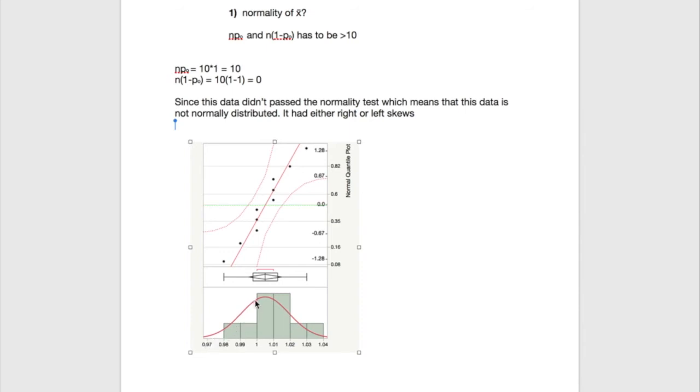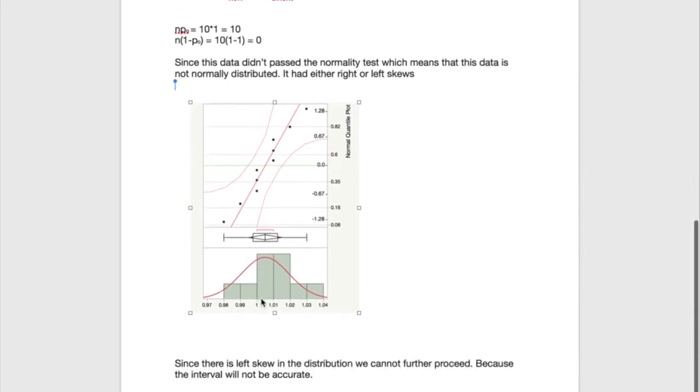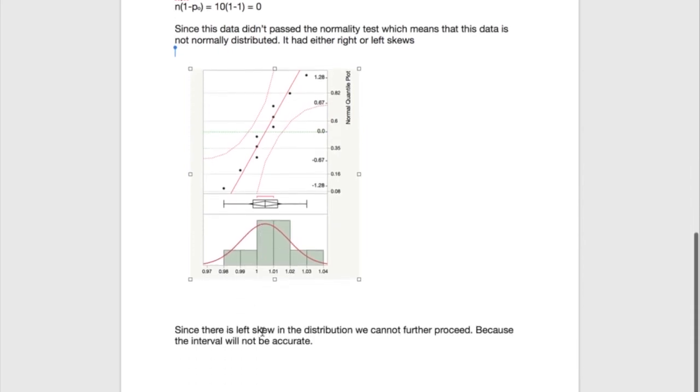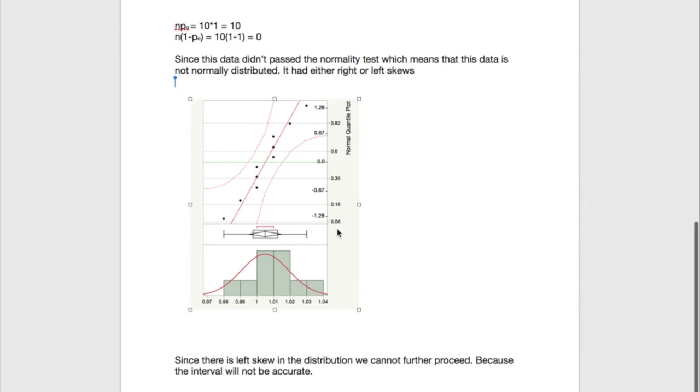I also created this graph in JMP to show that this data is not normally distributed and is moderately or slightly left skewed. Since there is left skew in the distribution, we cannot proceed further because the interval will not be accurate and it will give us false information which could lead us to a wrong answer. So we have to stop right here for this test, and it cannot go further.